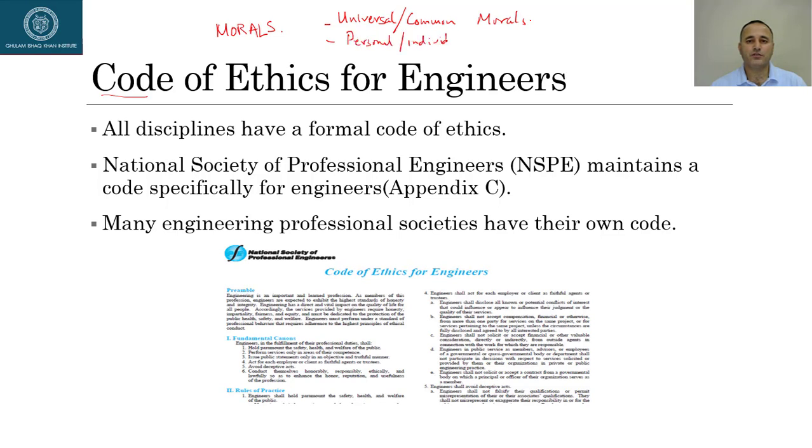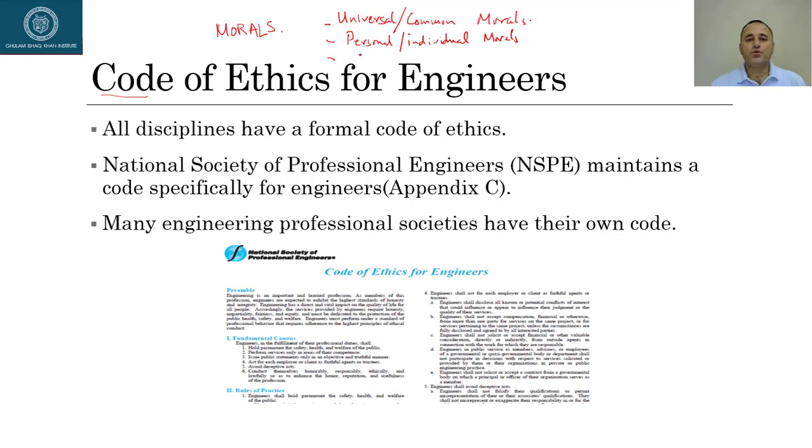individual morals. Okay, so for example, let's say somebody in your neighborhood is stealing electricity, okay? I'm not sure if it is your legal obligation to report those individuals to the authorities, but some people think that since the culprits' actions are damaging other neighbors as well, it is our moral responsibility to report those individuals. So this is something personal or individual morals.